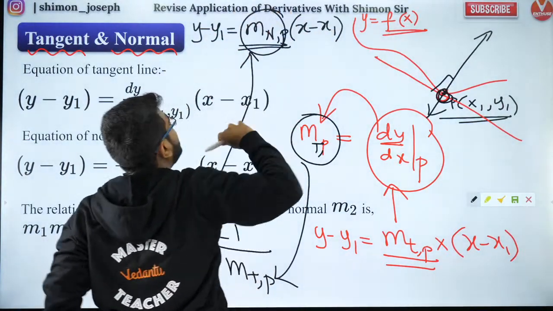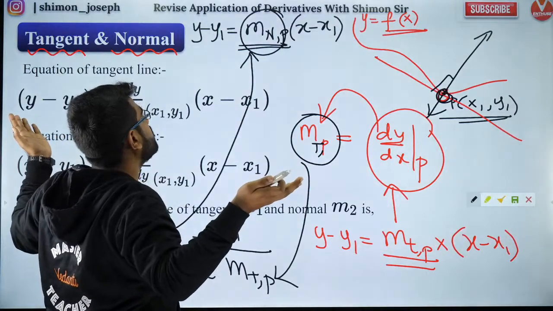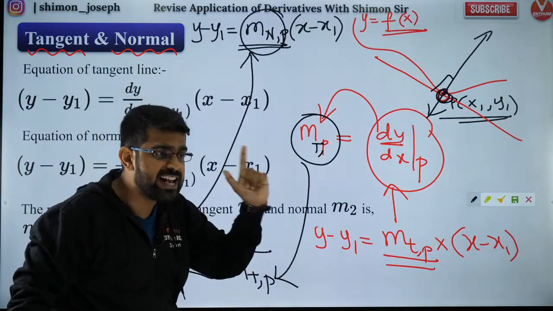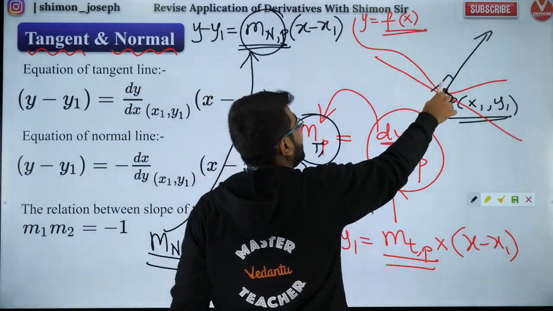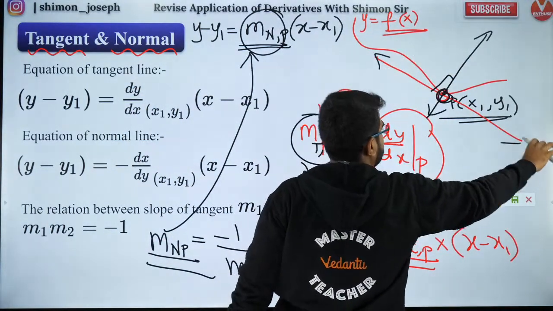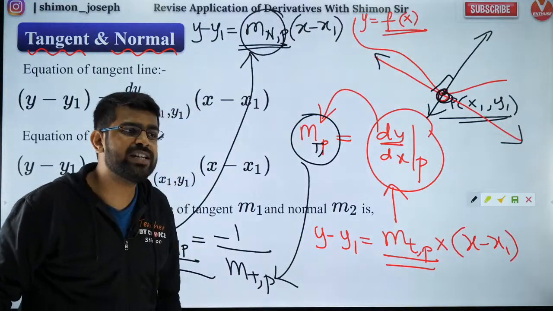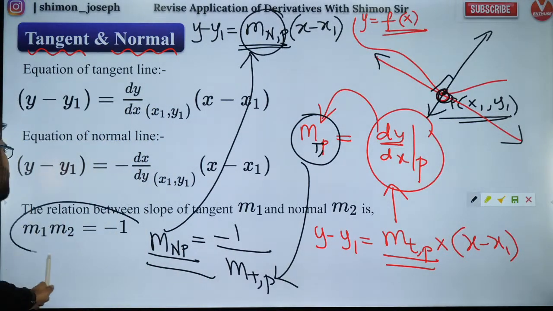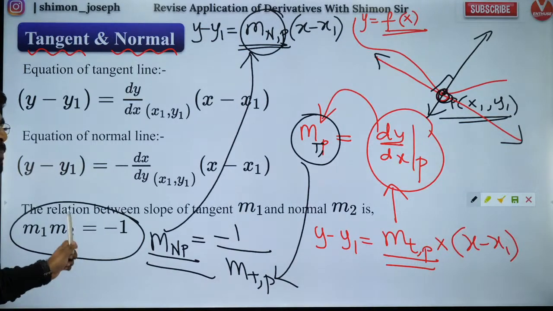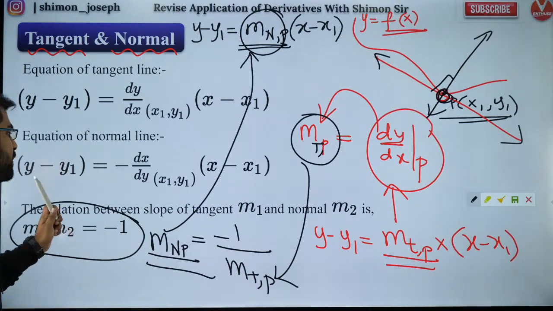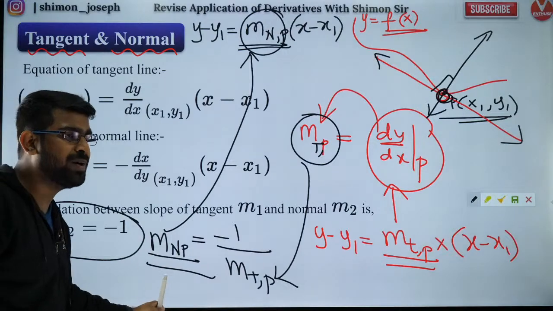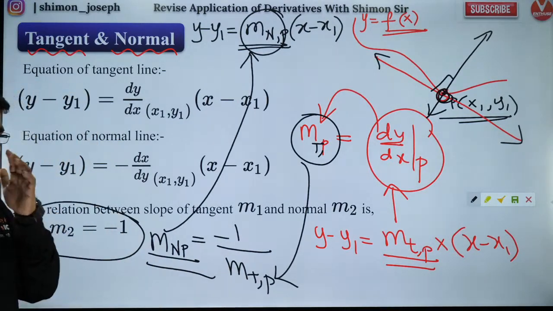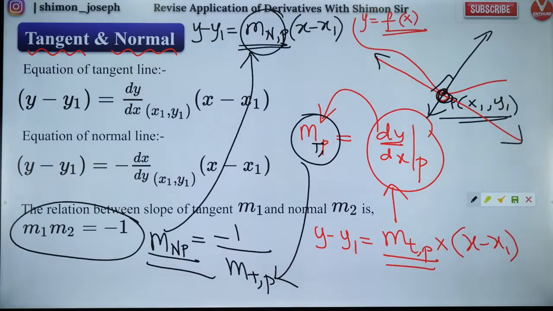So slope of normal I don't know. But can I find it? Yes. Because slope of normal is perpendicular to slope of tangent. Are you cool with it? So if two lines are perpendicular, then the product of their slopes is -1. Because of that, I will get slope of normal is -1 by slope of tangent. That's it. Everybody cool with it?